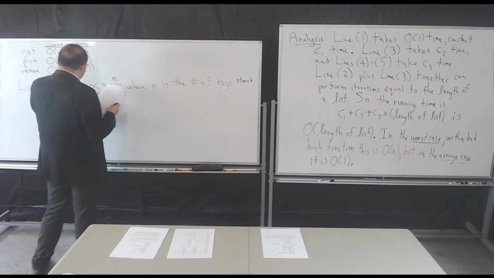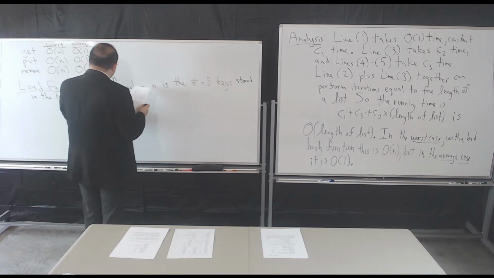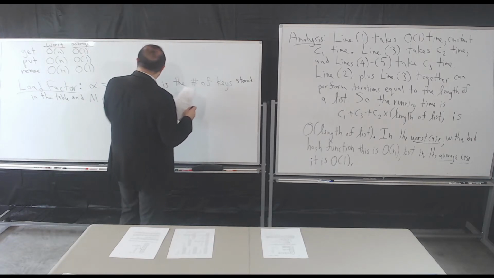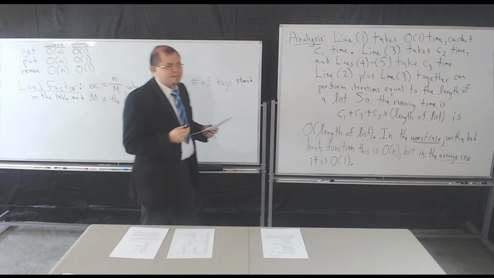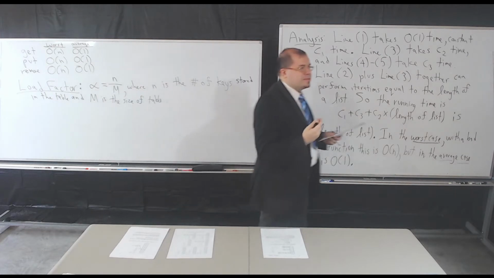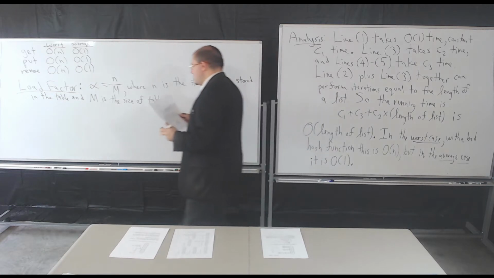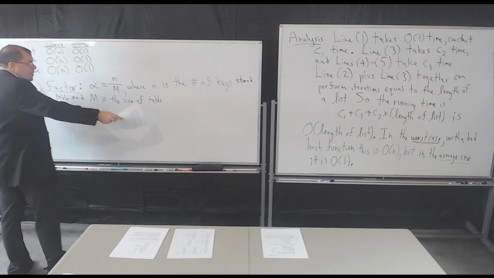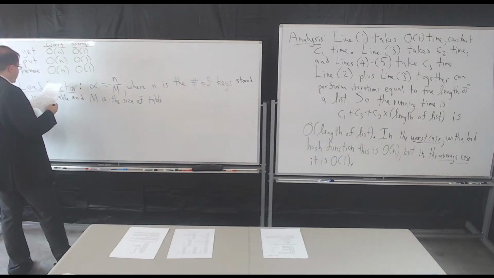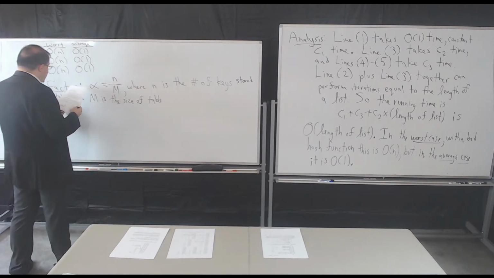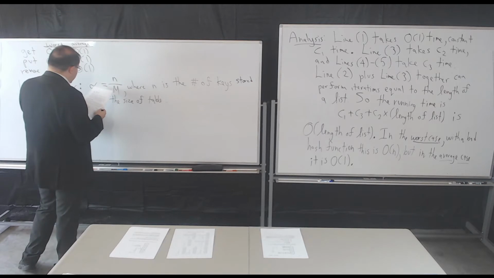And capital M is the size of the table. So one of the design things I had to talk about with you was this idea of the table size. So what's an ideal size for the table? Over here, I made an assumption. So we assumed n is less than or equal to capital N.